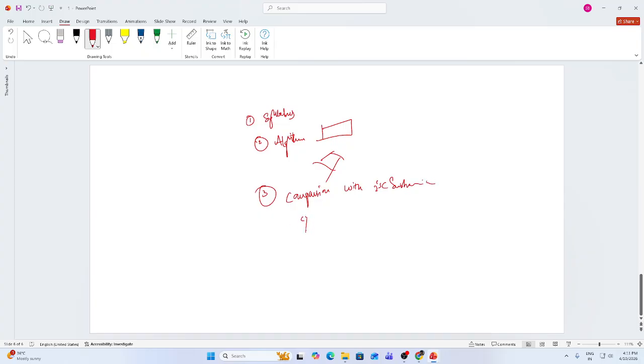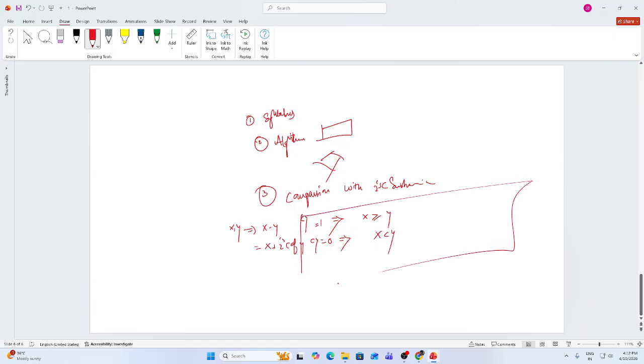Suppose I want to compare two numbers, I perform 2's complement subtraction, x minus y, as x plus 2's complement of y. If I get a carry equal to 1, the meaning is x is greater than or equal to y. If carry equal to 0, the meaning is x is less than y.